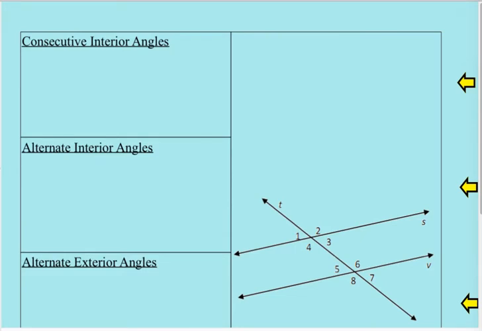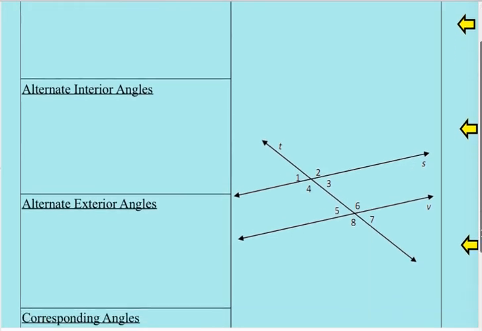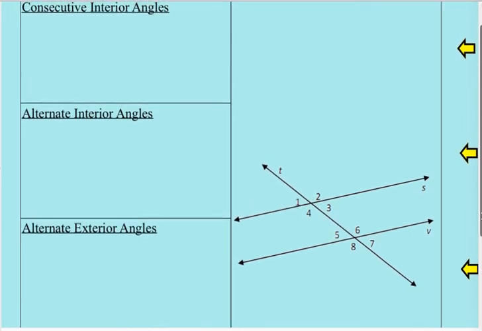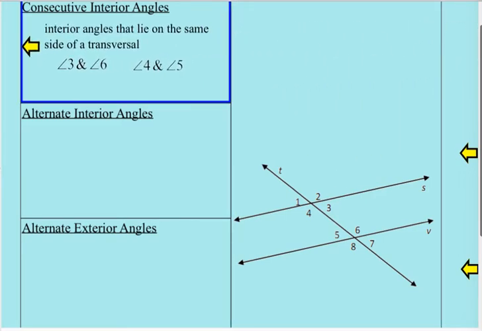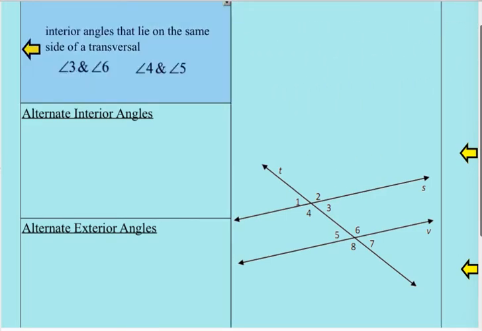Now, consecutive interior. There's a whole bunch of other relationships that happen here. So consecutive interior, when I'm looking at this, think about what it says. Consecutive means next to, interior means inside. So I'm looking at consecutive interior angles that lie on the same side of the transversal. So I'm looking at 3 and 6, and 4 and 5. Those are going to be consecutive interior.